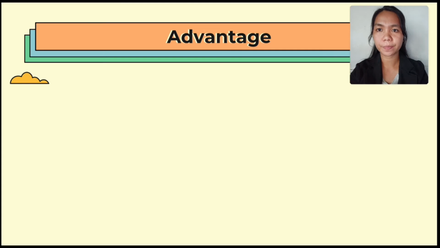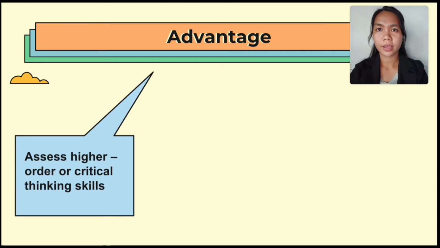So first, essay questions assess higher order or critical thinking skills. Because it allows students to think critically, to dig deeper, and to think logically in order to answer the essay question, in order to support their ideas, in order to organize their ideas. They need to think critically. They need to think beyond their control so that they can make a good essay.